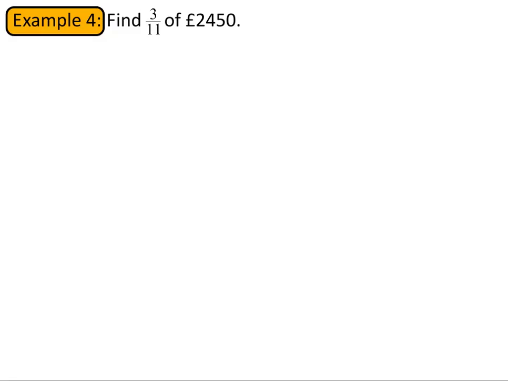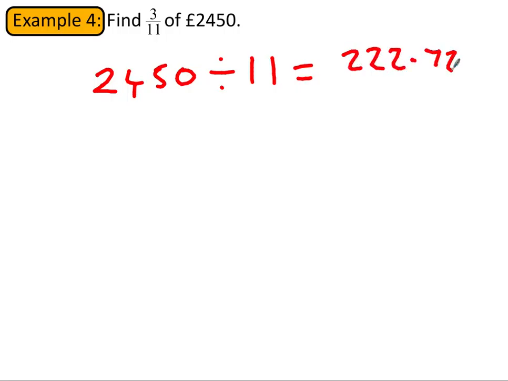Now, what we're going to do is we're going to find 1/11 first. So, what we're going to do to find that is we're just going to start off by doing 2450 divided by 11. So, if we do that on a calculator, we can get the answer. It turns out to be 222.7272, like that. Now, I wouldn't clear that off my calculator screen. I know I want 3 lots of that, so I'm going to times it by 3.